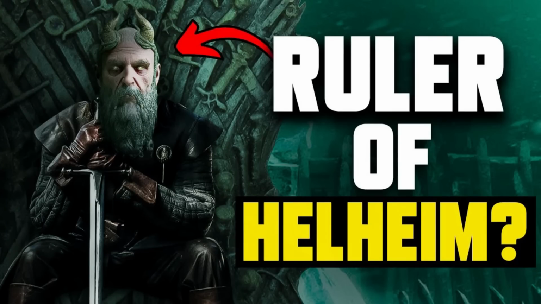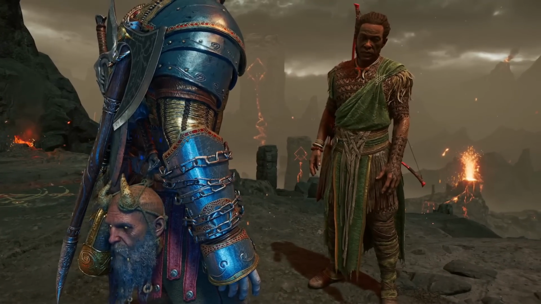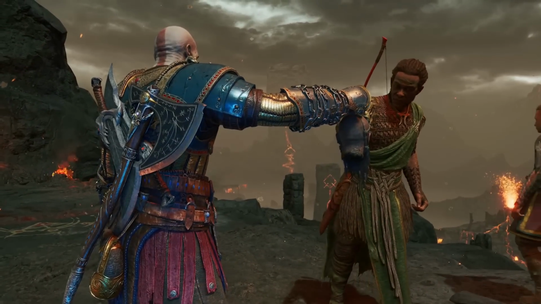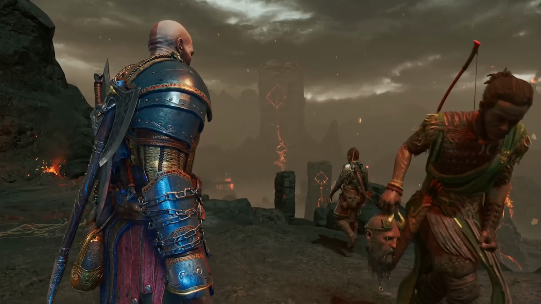One of the most recent ones I've made like this has to be the one where I theorize that either Mimir or Hildisvini will become the new ruler of Helheim. No matter what people tell me, I know that if Santa Monica is faithful to what they set up in God of War Ragnarok, one of these two guys will become the new ruler of Hell.